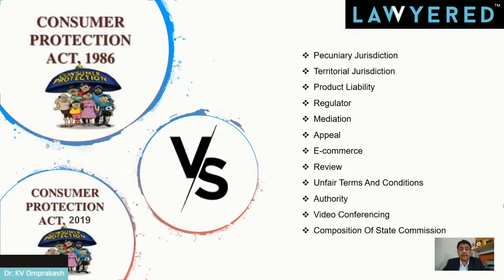A mediation has been introduced. Appeal for any order passed by the mediator or the regulators can go to the forums. E-commerce has been introduced, which was not there in the earlier act. A review is allowed. Earlier it was not there, it was only an appeal. Now a review has been introduced. Any order, we can apply for a review petition and get the order reviewed.